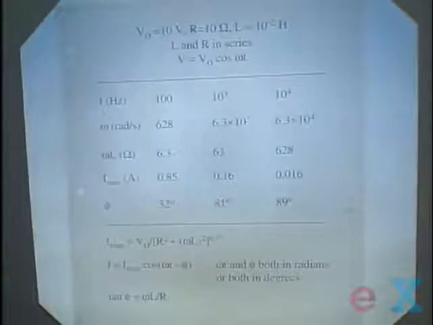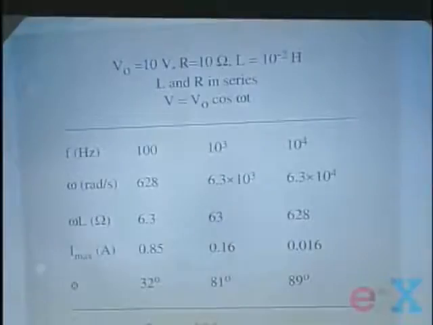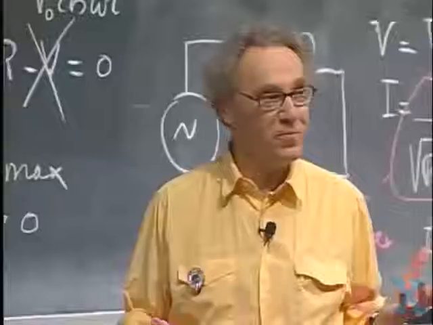And here you see three frequencies, 100 hertz, 1000, and 10,000 hertz. And here you see the values for omega. You have to multiply hertz with 2 pi. And look now at omega L. At low frequency, 100 hertz, omega L is 6.3 ohms. Compare that with the 10 ohms, they are comparable. But now look, for instance, at 10,000 hertz, the omega L is huge, 630 ohms.